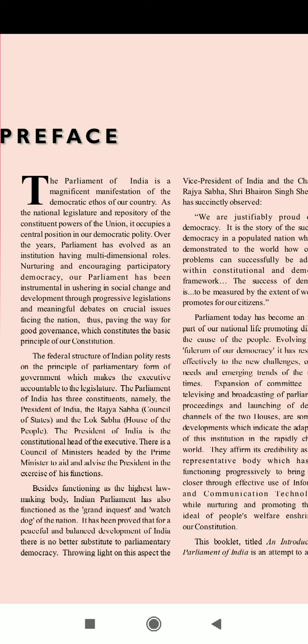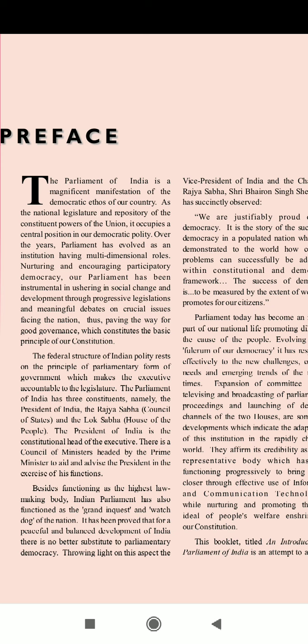And over the years, Parliament has evolved as an institution having multidimensional roles. And the Parliament has been instrumental in helping in social change and development through progressive legislations and meaningful debates on crucial issues which are being faced by the nation, and thus giving the way for good governance, which constitutes the basic principle of our constitution.